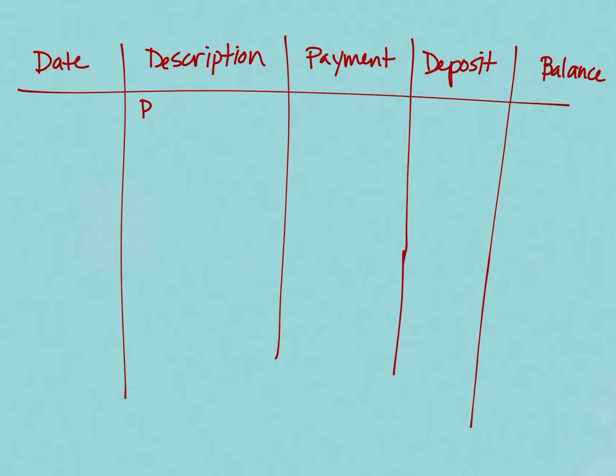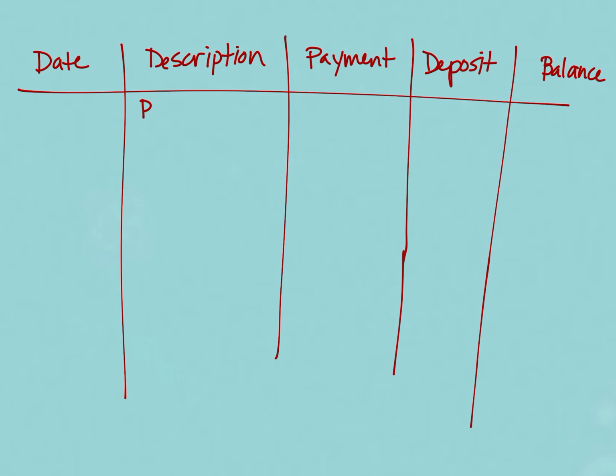Then on November 3rd, they had to pay for the DJ, and the DJ cost them $200. A payment is a subtraction problem, and a deposit is an addition. So we take the amount from before and subtract 200, which gives you $2,793.56.